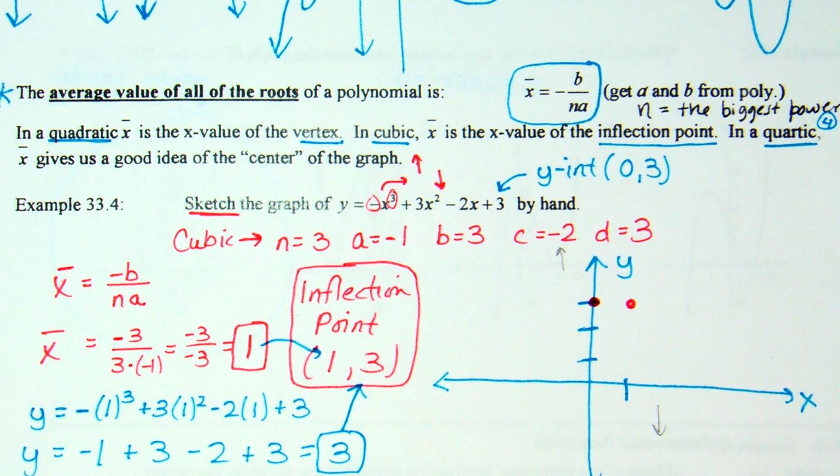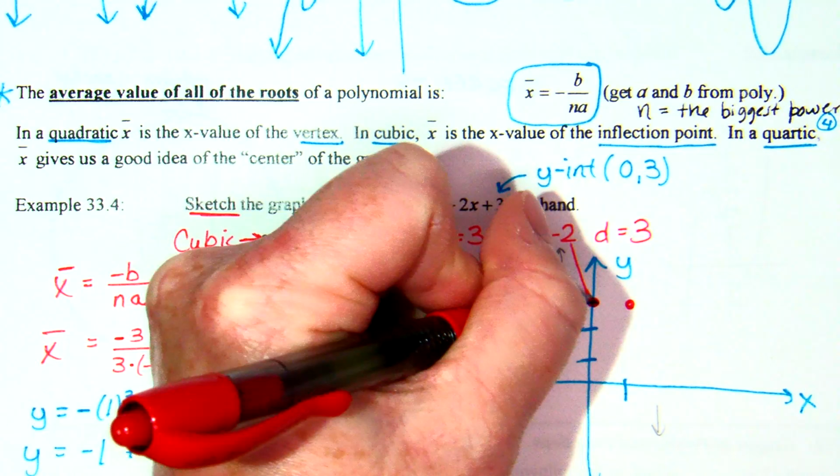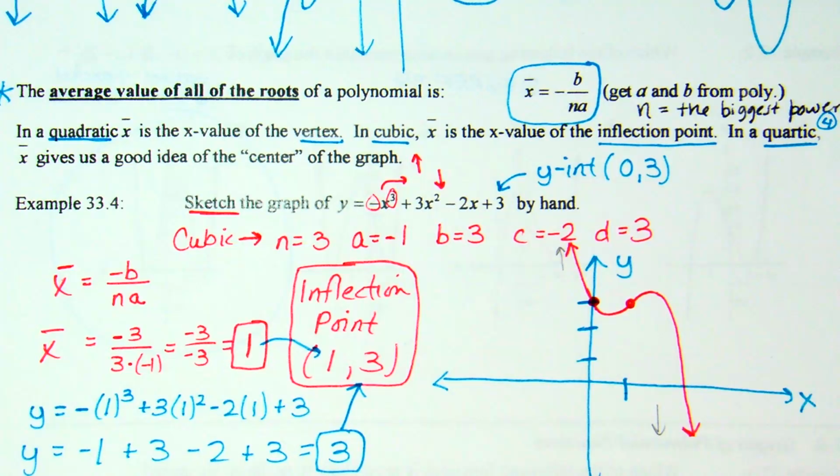Okay, that's what you're drawing. Easier said than done, I know. So I'm going to go down through 0, 3. I have to have a minimum between 0, 3 and 1, 3. Come back up and go down something like that. Like where you end up crossing the x-axis and stuff? No, because we didn't find that information. The graph's not the greatest there, but it gets the idea.